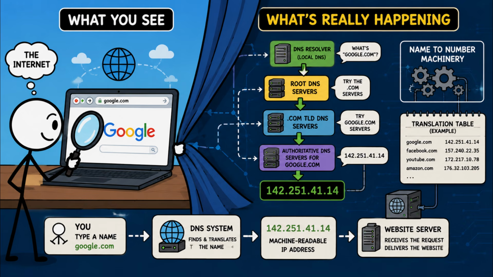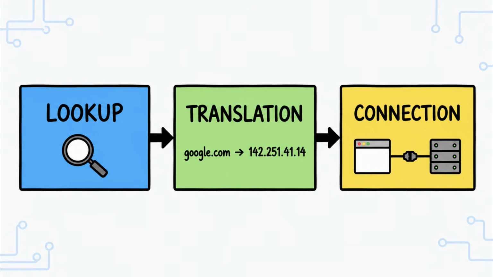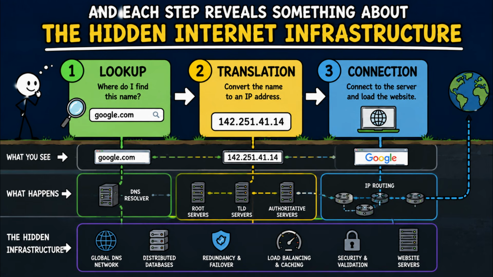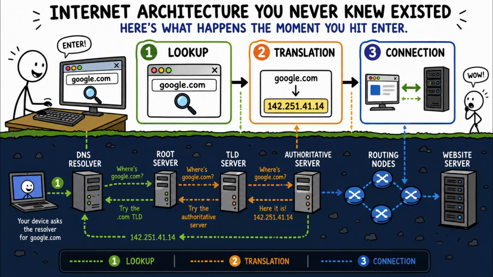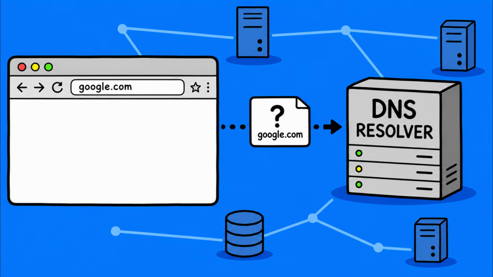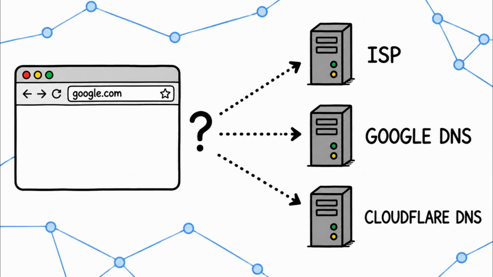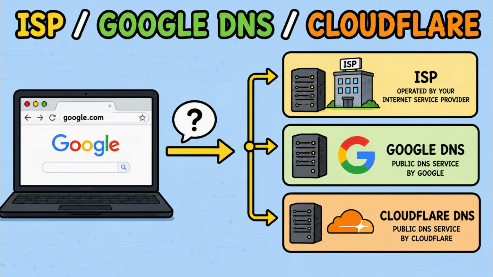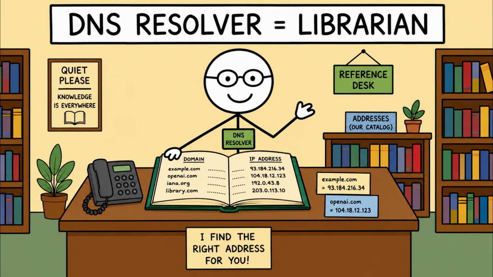It's not a direct connection from your computer to a website. It's a three-step process: lookup, translation, connection. And each step reveals something about internet architecture you never knew existed. Here's what happens the moment you hit enter. After typing google.com, your browser doesn't know the IP address for google.com. So it sends a question to a DNS resolver, a server operated by your internet service provider or by a public service like Google DNS or Cloudflare DNS.